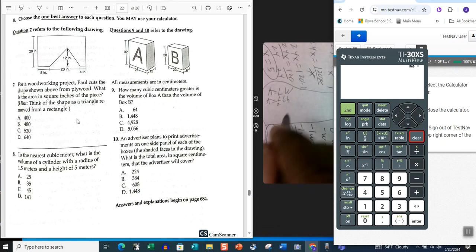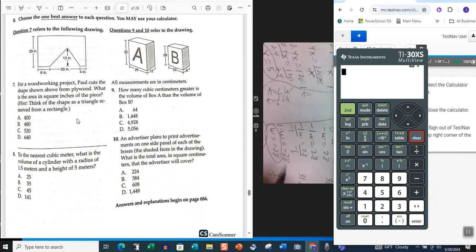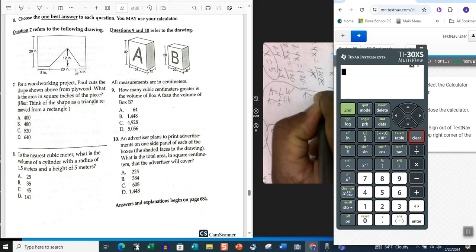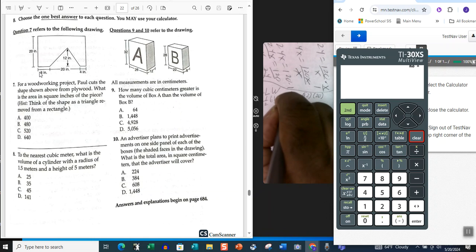Okay, so the area of the rectangle. The length is, here's the length here, all of this side here, which would be 32. That'll be the length. And the width would be this 20 inches. So that'll take care of the area of the rectangle.